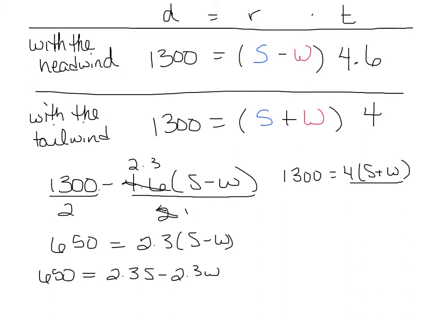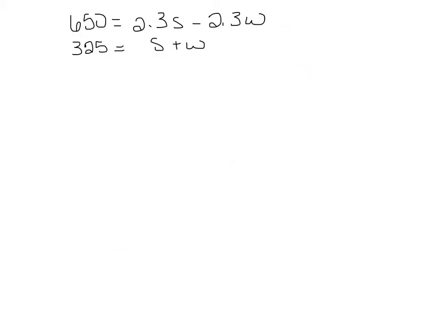Now if we look at that second equation, 1,300 is equal to 4 times s plus w. We can actually divide both sides of the equation at this point by 4. The 4's are going to cancel on the right hand side, so that leaves me with s plus w is equal to 325. 1,300 divided by 4. So the system of equations that we want to solve is 650 equals 2.3s minus 2.3w, and 325 equals s plus w.